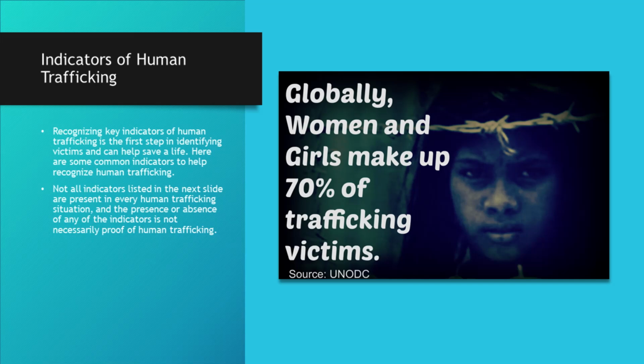Indicators of human trafficking. Recognizing key indicators of human trafficking is the first step in identifying victims and can help save a life. Here are some common indicators to help recognize human trafficking. Not all indicators listed in the next slide are present in every human trafficking situation, and the presence or absence of any of the indicators is not necessarily proof of human trafficking.